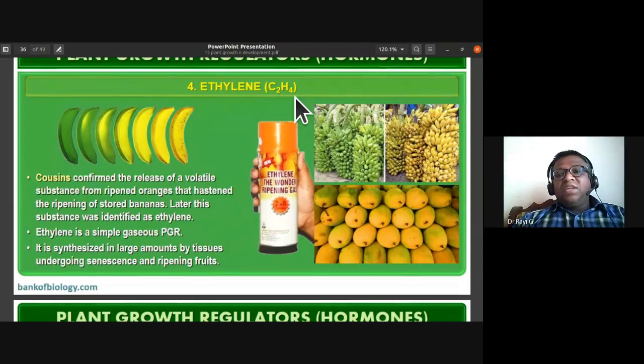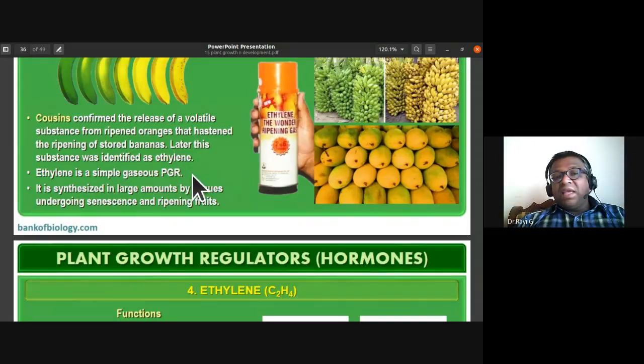Ethylene has the formula C2H4. It is the only gaseous hormone, and it brings about the ripening of fruits. Cousins, the name of the scientist, confirmed the release of a volatile substance from ripened oranges that hastened the ripening of stored bananas. Later, the substance was identified as ethylene.